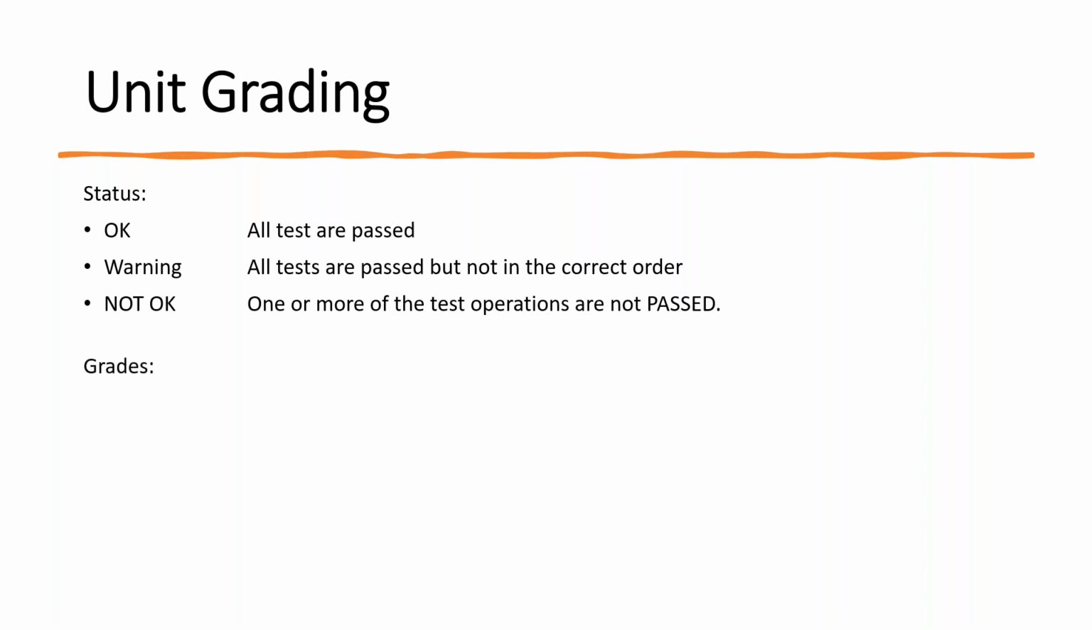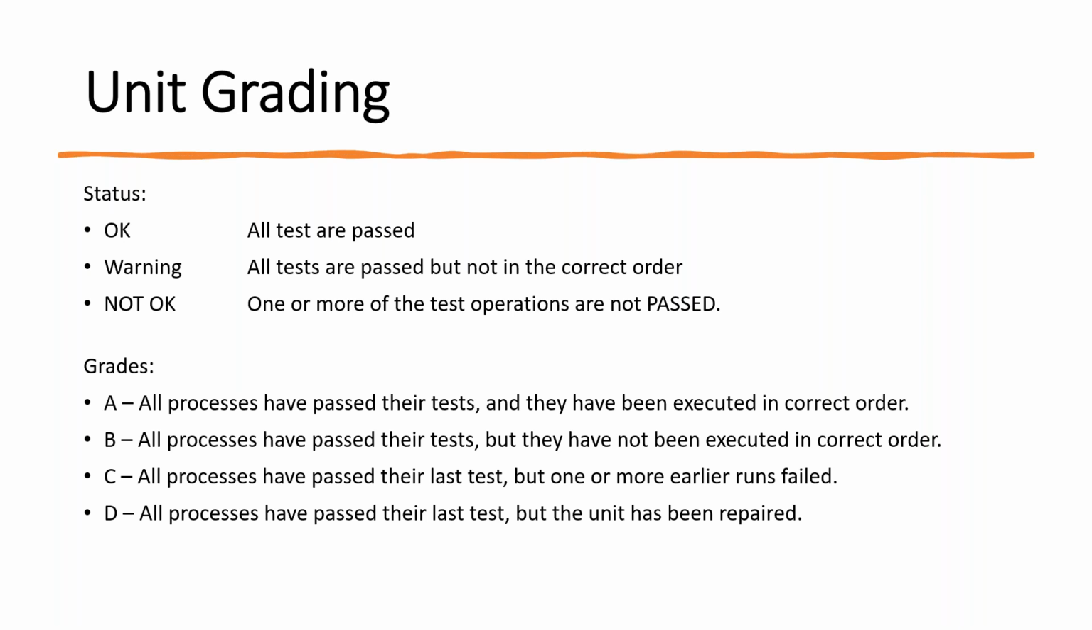In addition, we have the grades, which are A: everything is in order. All the operations have been run and passed in the correct order. The next one, B, means that all the processes have passed their tests, but the execution order is incorrect. Grade C means that all processes have passed their last test, but one or more earlier runs failed. It means it's been retested. And grade D means that everything has passed, but the unit has been repaired. So this can be accessed from the operator interface.